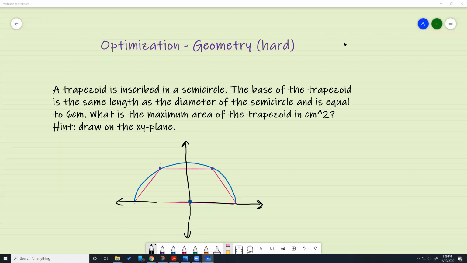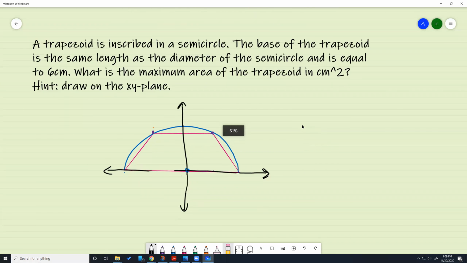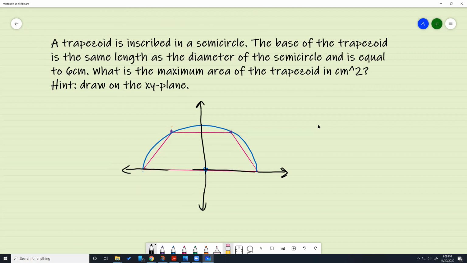So this is definitely a harder optimization problem. You don't see trapezoids described in semicircles often, and also there's not much to work with. You have to come up with your own equations through clever setups. Some of the tricks I show you here can be applied to these kinds of harder geometry problems.